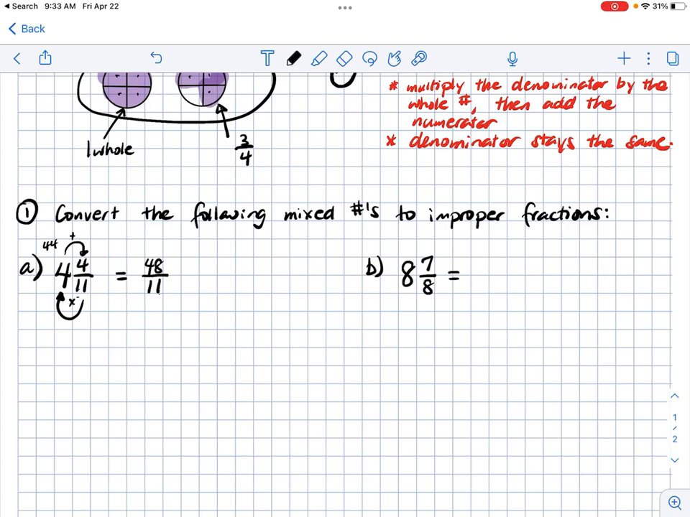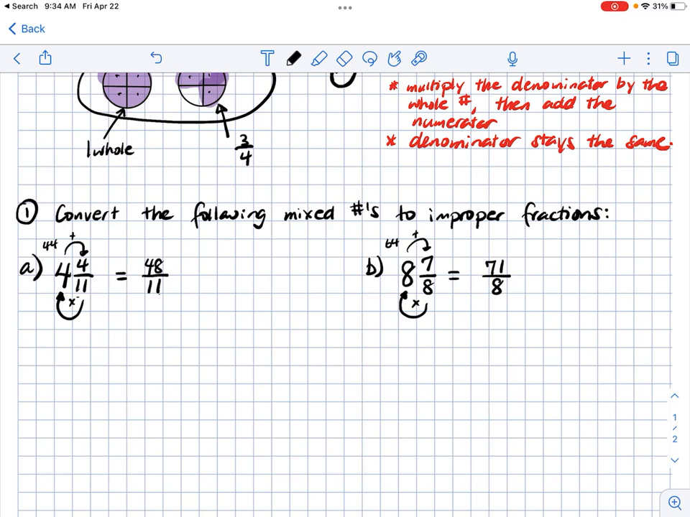For the other example, we have 8 and 7/8. Again, set yourself up. You know that the denominator still has to be 8 because it's equivalent. So again, I follow the cycle. So I'm going to go 8 times 8, which is 64. 64 plus 7 will give me 71/8.